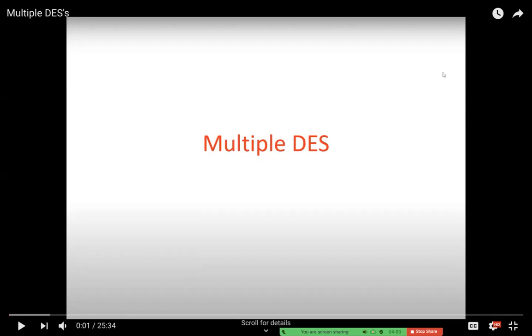So on Monday, we looked at the Feistel cipher scheme, and then we looked at a concrete implementation of the Feistel cipher, and that is called the Data Encryption Standard, DES.